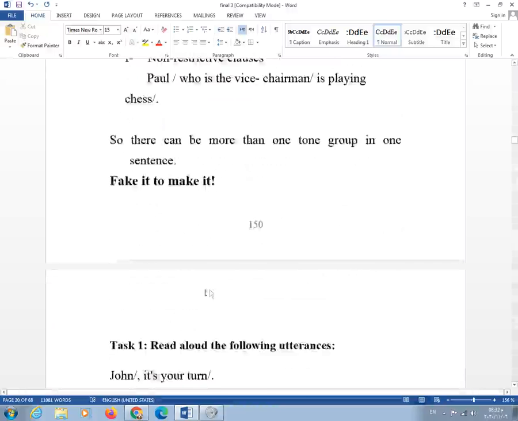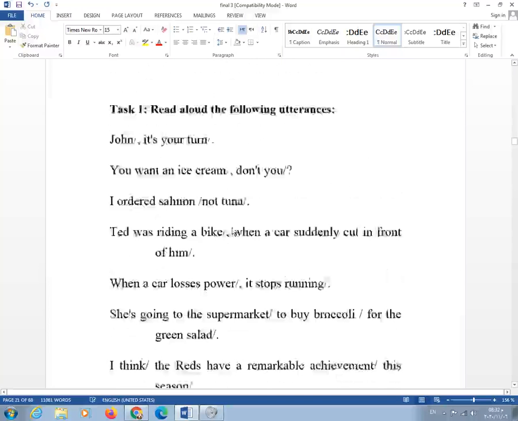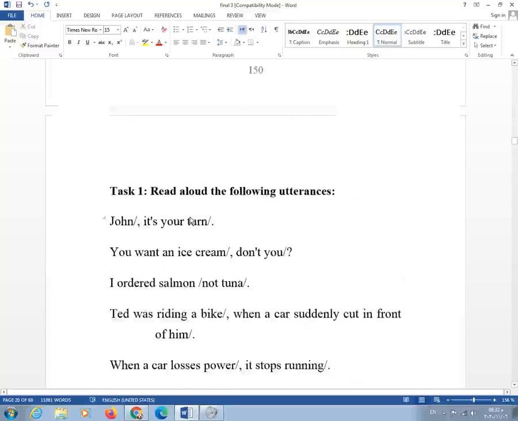Fake it to make it, the exercise. We'll do it quickly to help you. And please, you can have a lot of things. For example, John. We call on someone like this. John, it's your turn. John, it's your turn. Where is the keyword here? Turn. Where is the keyword in the first one? John.